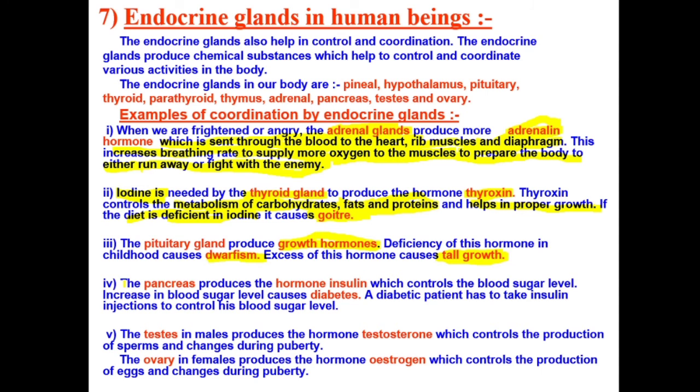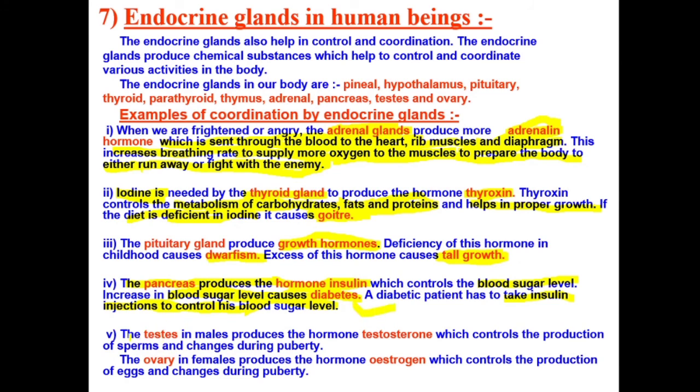The next gland is the pancreas. It produces a hormone called insulin. It helps to maintain the blood sugar level. Increased blood sugar level causes diabetes. So if you do not have proper insulin in your body, you will have diabetes. A diabetic patient has to take insulin injections. You have seen the small injections, no? Those are insulin injections, because your body is not producing insulin in a proper manner. So from outside you have to supply insulin so that you can cope with the diabetes disease.